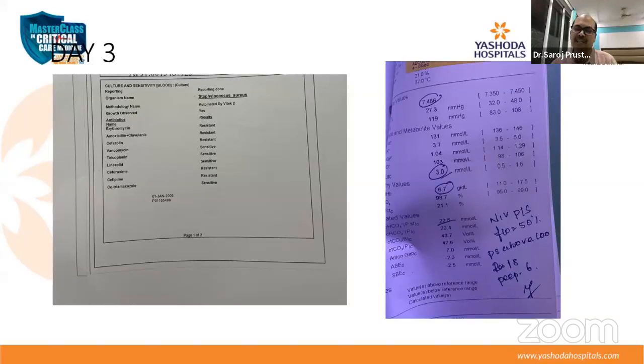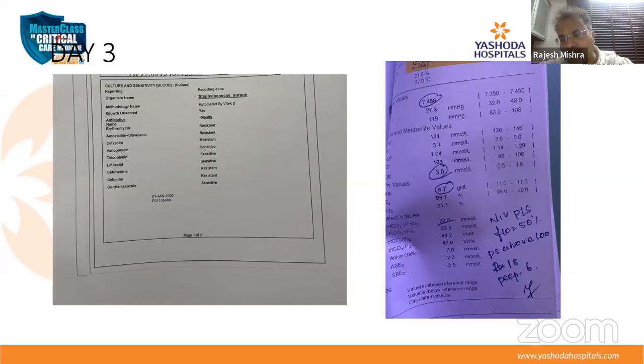Yeah, 20 mg per kg, the loading dose, sir. Most of the time we give around 1 gram loading over 4 hours. And then the next 2 gram we give as the infusion in the first 24 hours.